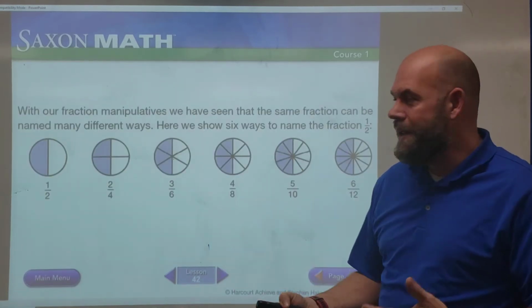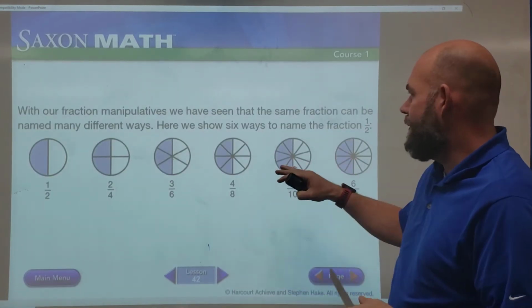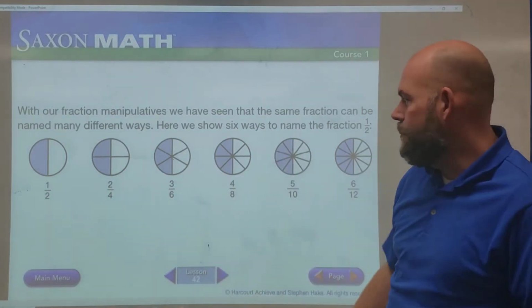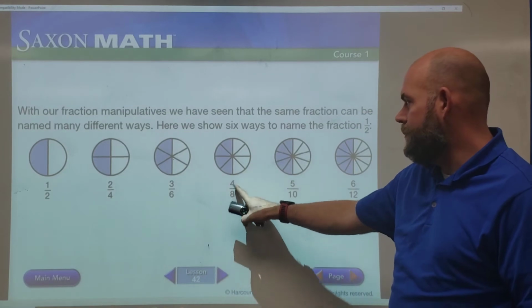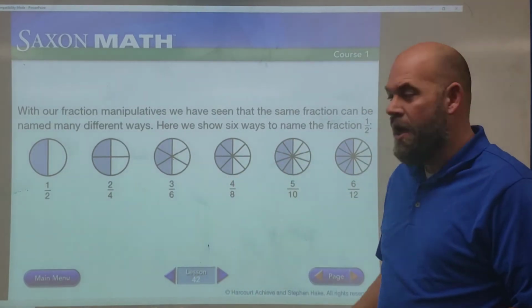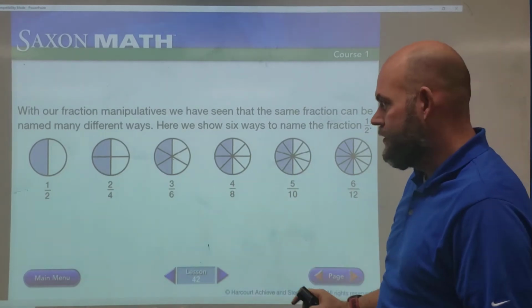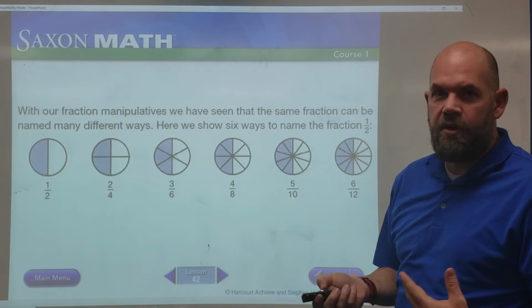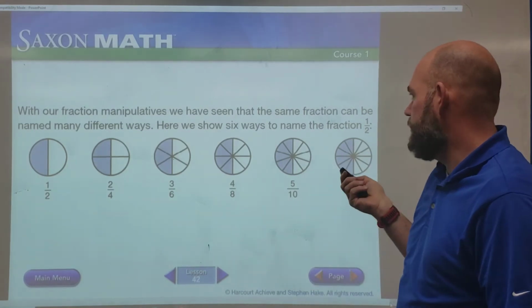With our fraction manipulatives, we can see that a fraction can be named a lot of different ways. This is all 1/2. But in some of them, we're calling it 4/8 because we have 8 parts. If we have 10 parts, we're going to call it 5/10. But they're all equivalent to 1/2. We can see that half of each circle is shaded.